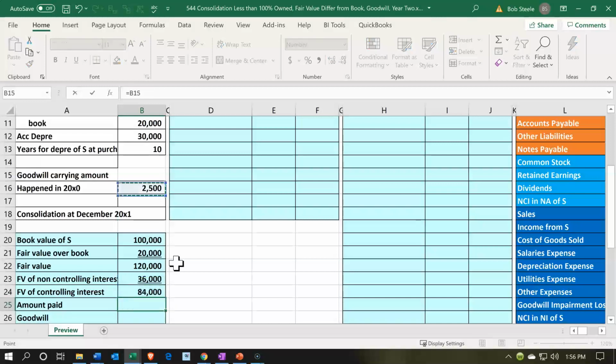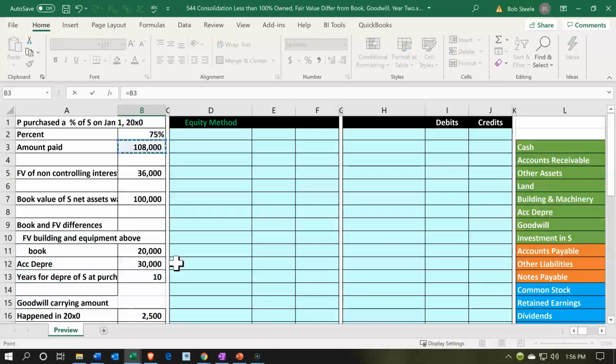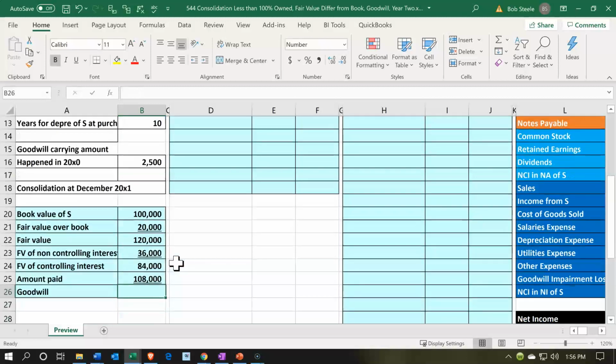Let's see what we paid for it then. We paid for it the 108, the difference being goodwill. So 108 minus the 84, that's the 24,000 goodwill. However, that happened at 2000X0, right? When we did this in January, at the end of 2000X0, it went down to 2,500, and then now we're in 2000X1. So that's what resulted in a loss at that point.